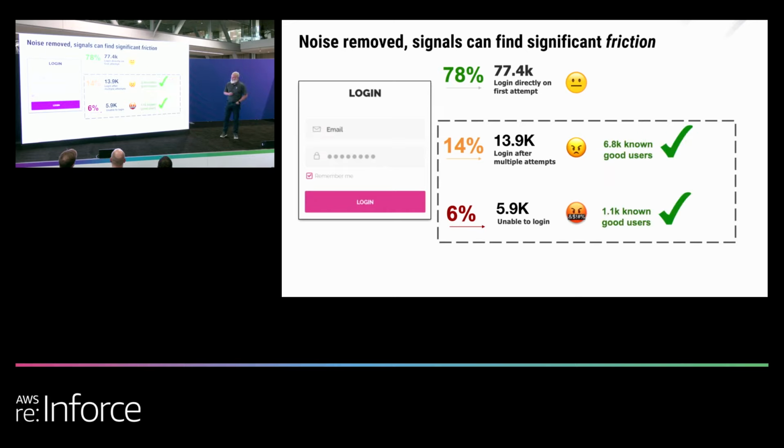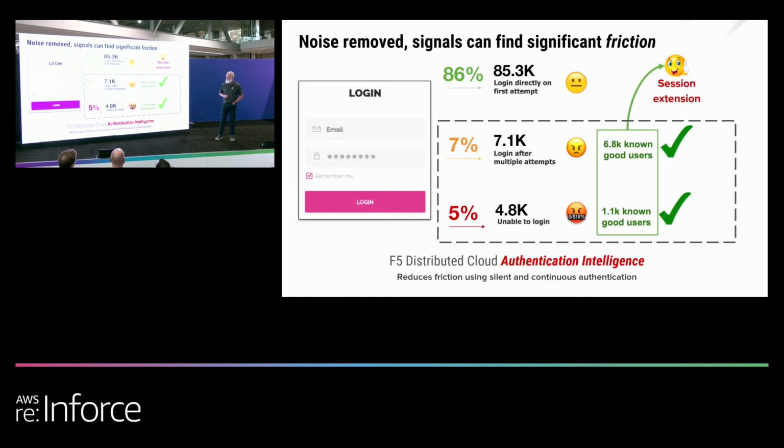Well, we studied those signals very carefully, and we said, look, 6,800 of these and 1,100 of these are known good. We're positive they're your customer. They're using their device, rendering emojis like they always have, doing floating point math like they always have. There's no reason to ask them to enter their username and password again. So they used it to do a session extension. And we call this authentication intelligence, using these client-side signals to do silent authentication, imposing no friction on the customer.